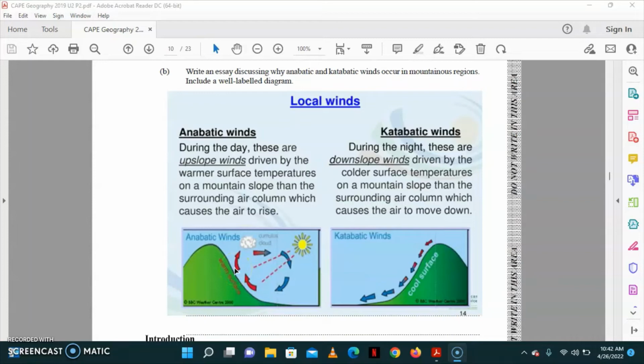Now, during the night, the air above the cold mountain slope will cool rapidly and create high pressure on the mountain, which will cause winds to blow down into the lower valley where there is low pressure. It is called Katabatic or mountain wind. So here, this is nighttime.